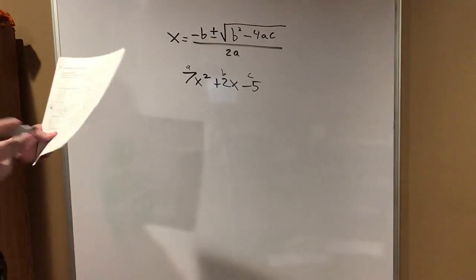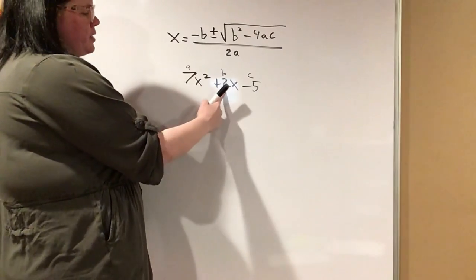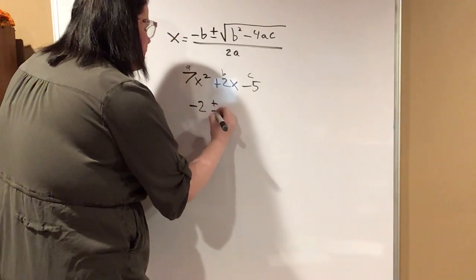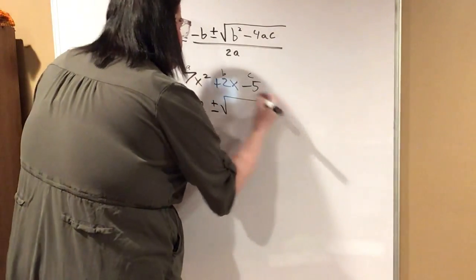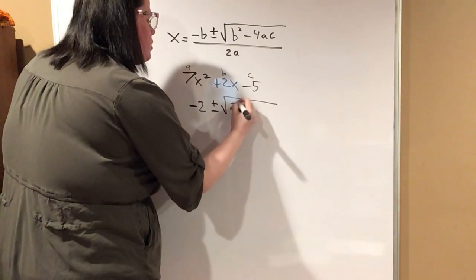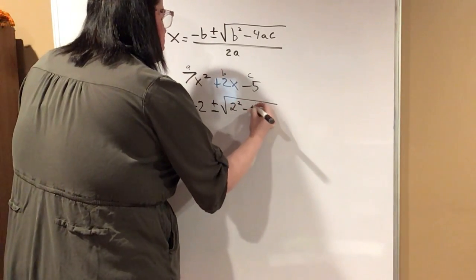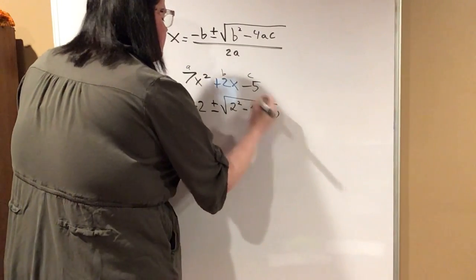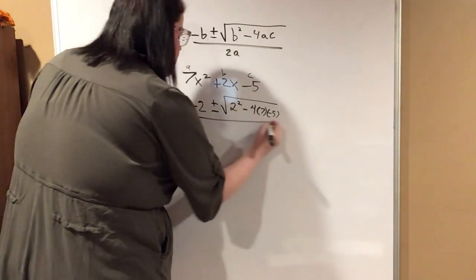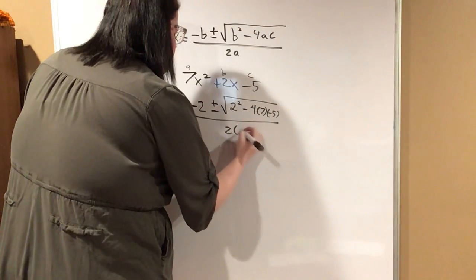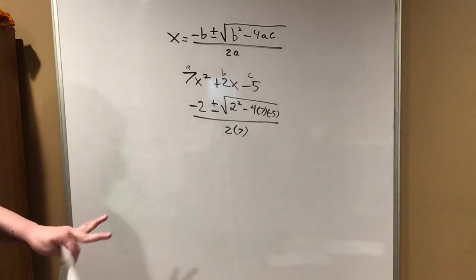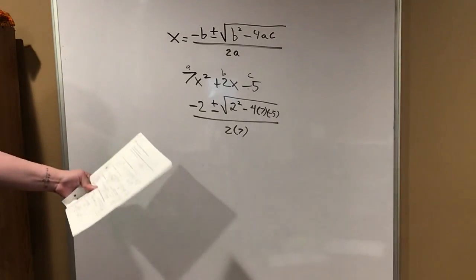So let's plug them in. The opposite of 2 is negative 2, so negative 2 plus or minus the square root of 2 squared minus 4 times 7 times negative 5, because the negative goes there, all over 2 times 7. So now we've plugged the numbers in. Now we just do the math.